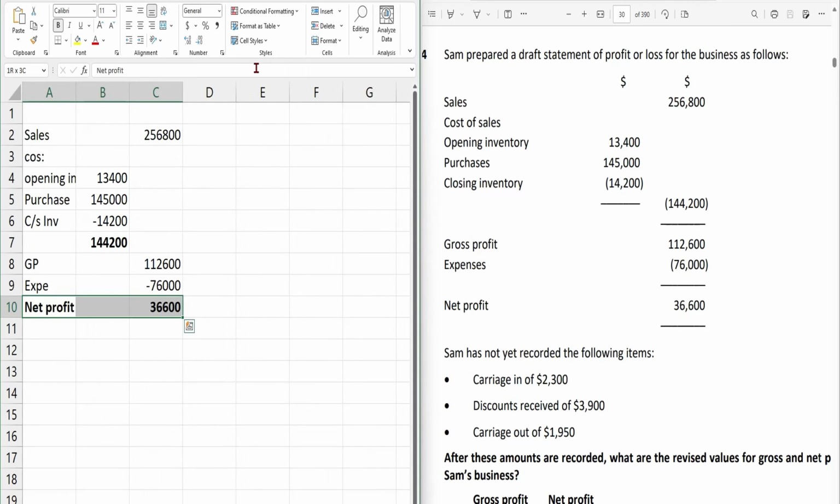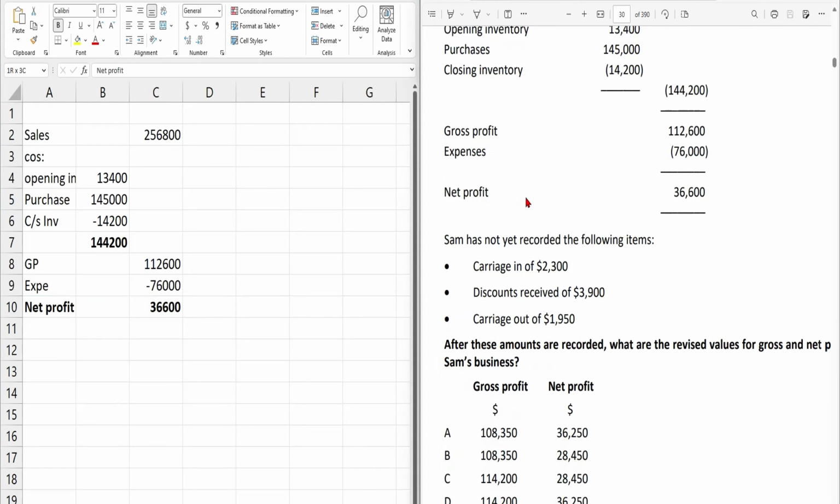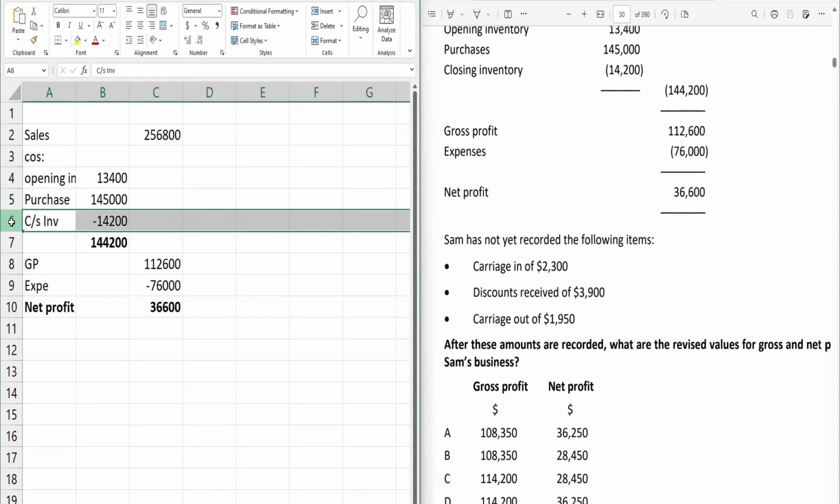Okay, so this is as per the question. Now the question says that Sam has forgotten to record these transactions, and we need to record them. The first one is carries in, or carries inward, or carries outward, or carries out. Carries in is when we are buying the goods, and whatever freight charges are incurred when receiving the goods will be carries in. It's also an expense, so we need to add it.